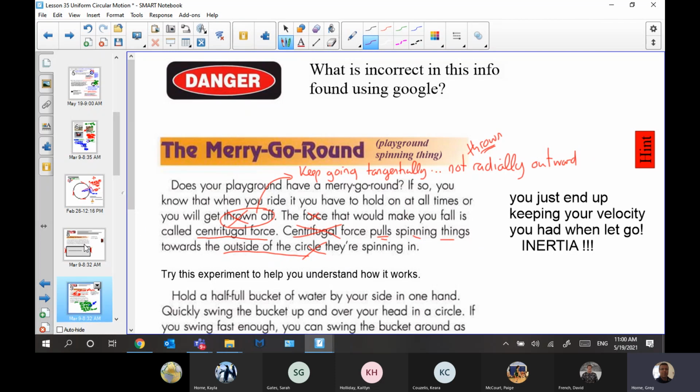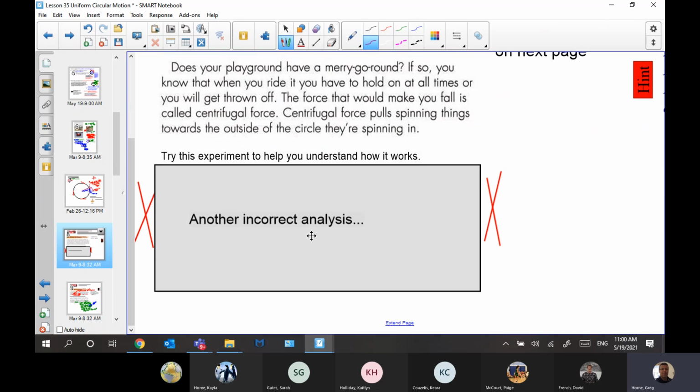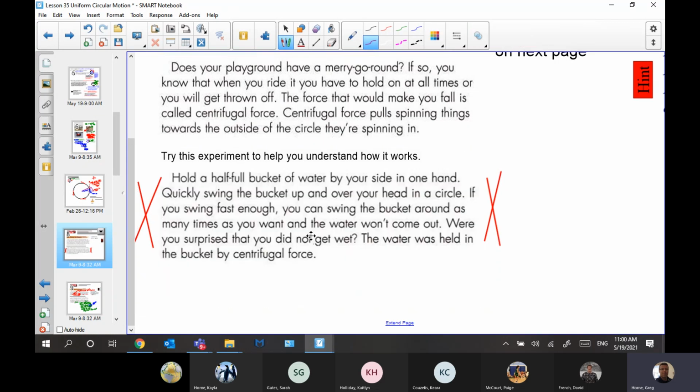Okay. They try to explain this further by saying more wrong stuff. So they hold a half full bucket of water beside you in your hand, and if you quickly swing the bucket around overhead in a circle, if you swing it fast enough, you can swing the bucket around as many times as you want, the water won't come out. Were you surprised to not get wet? The water was held in by centrifugal force. You'd be like, ugh, the water was held in by centrifugal force.